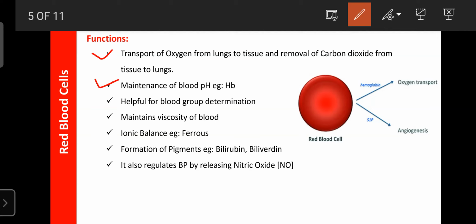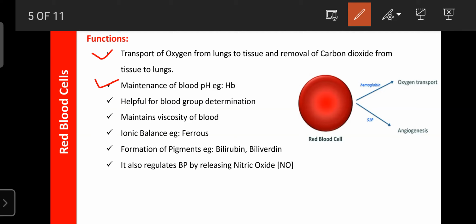The blood pH mainly depends upon the presence of proteins in the blood or in the plasma. Here the hemoglobin is a protein. It is also present in the blood. So due to the presence of hemoglobin in the RBC, the RBC is involved in regulating the acid-base balance of the blood.